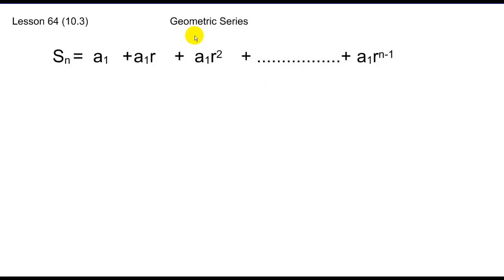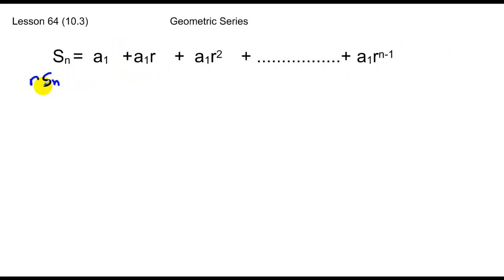He tried the same thing for the geometric, but it didn't work. So he had to come up with another trick. And his trick was this. He took and multiplied every term in the series by the ratio. So he said, what if I multiply the ratio by this sum? Well, if I multiply the ratio by the sum, then he would distribute r to each one of these terms.